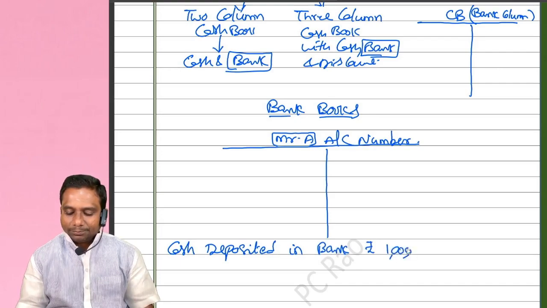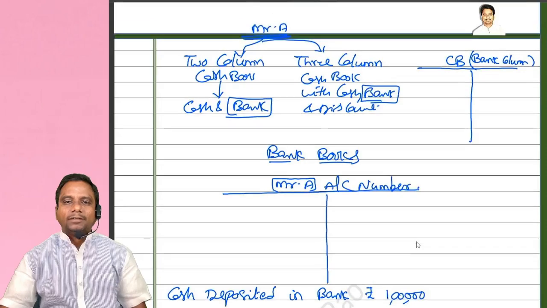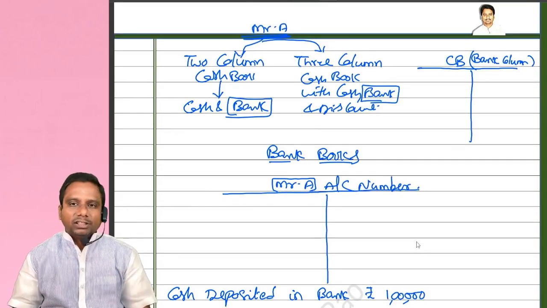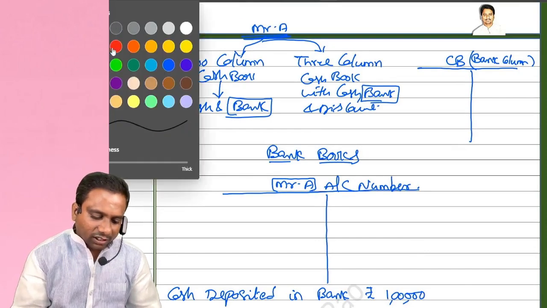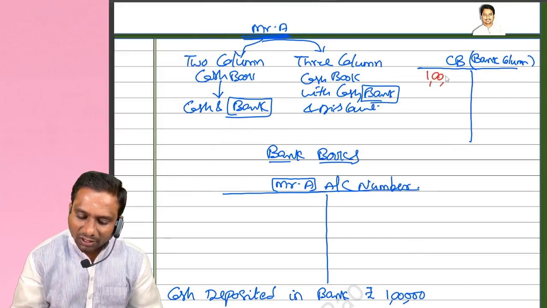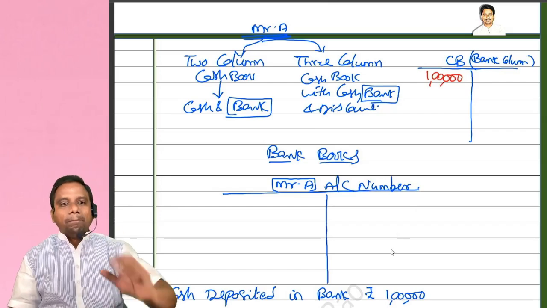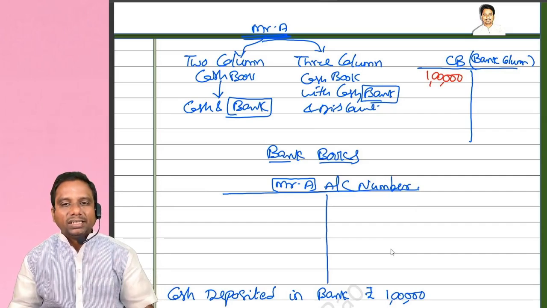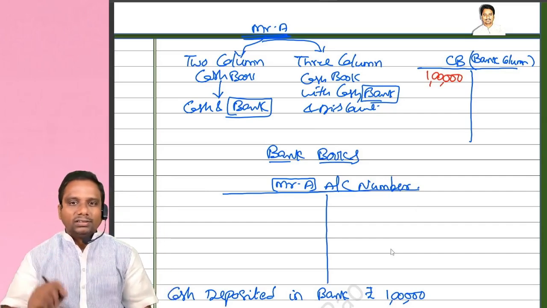Rupees 1 lakh. Now tell me, how do we record this entry in the cash book? Sir, it is recorded on the debit side, 1 lakh. What's the entry? Bank account debit to cash account, because we are depositing cash now. Bank account debit to cash account, 1 lakh, cash book.